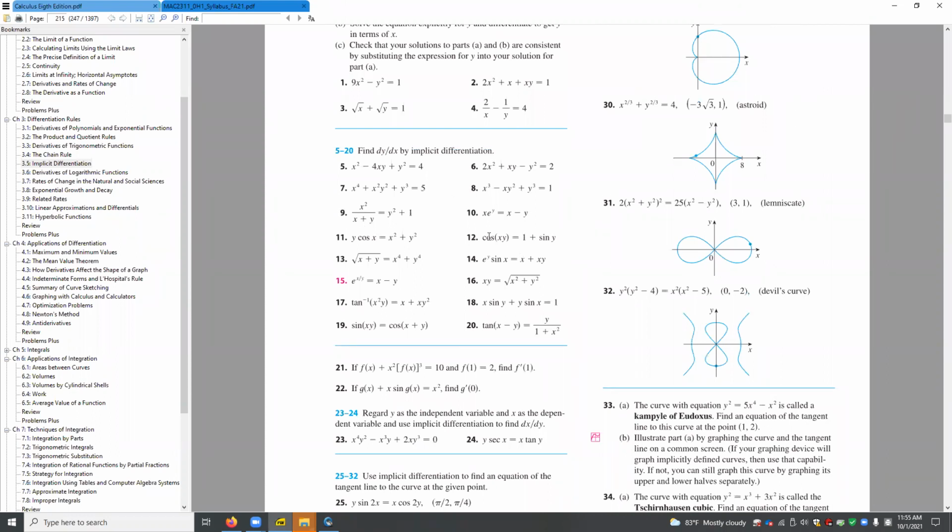Find dy dx by implicit differentiation. Sure, let's do one of these. Let's do something that's not super brutal, like number 8. So x cubed minus x y squared plus y cubed.